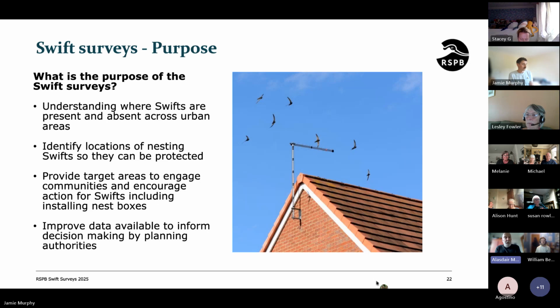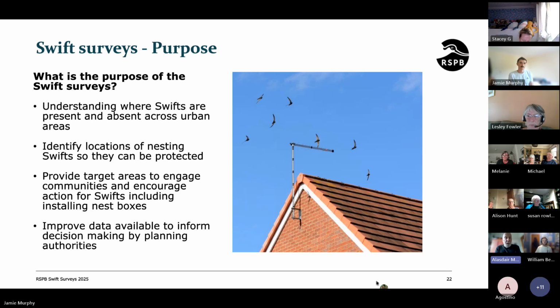And once they know they've got Swifts in the area, we can encourage them to put up Swift boxes, or if possible to put Swift bricks in. And when we have this information, where we know there are large numbers of Swifts, we know that's a good place to focus on putting up new boxes and putting in Swift bricks.